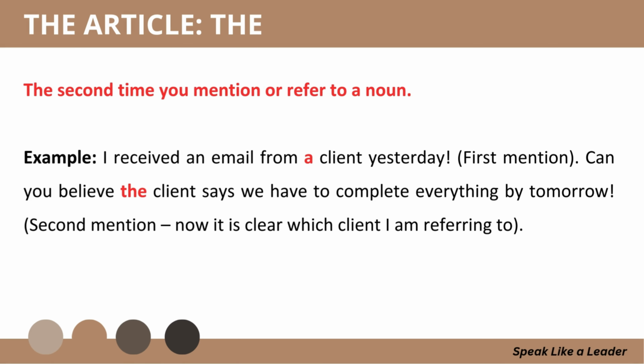So as mentioned before, the first time we mention something, we use the article a, but the second time you mention or refer to a noun, you use the article the. Let's see another example. I received an email from a client yesterday. That's the first mention of this client. Can you believe the client says we have to complete everything by tomorrow? Now it's the client because it's the second time I'm mentioning the client and it is clear which client I'm referring to.